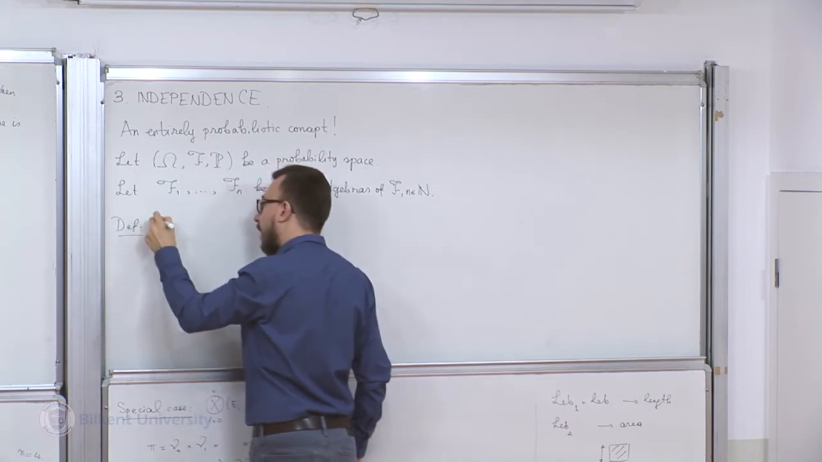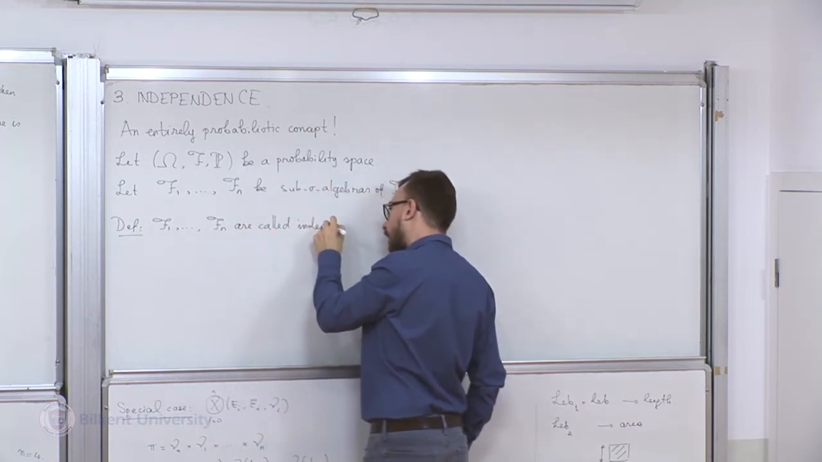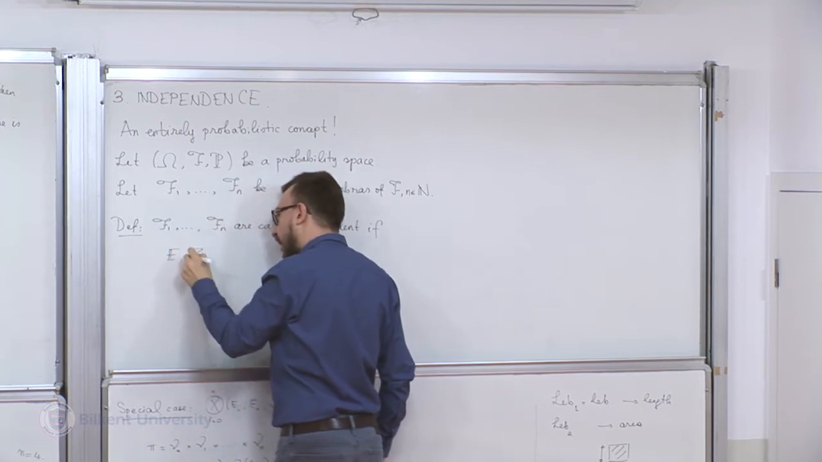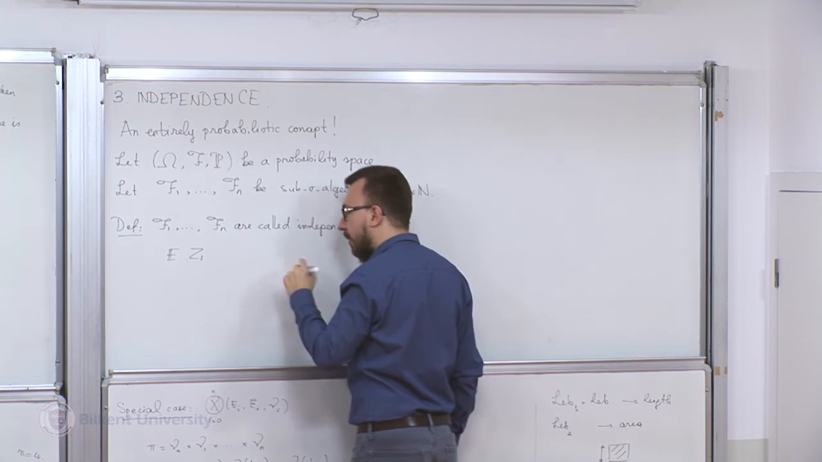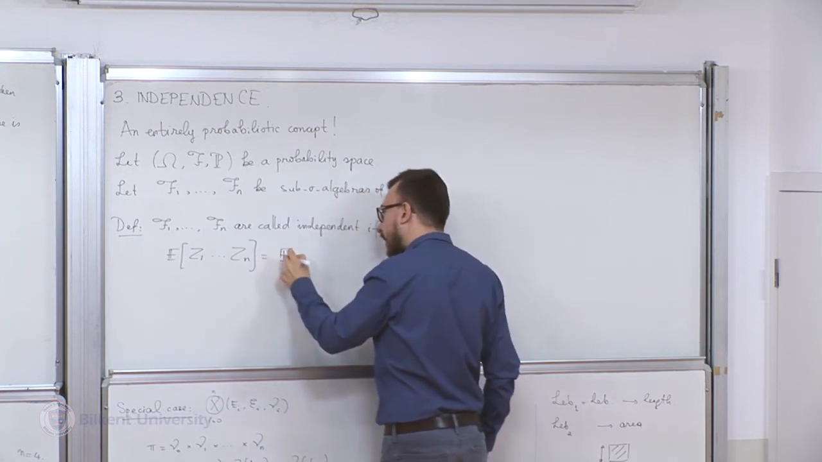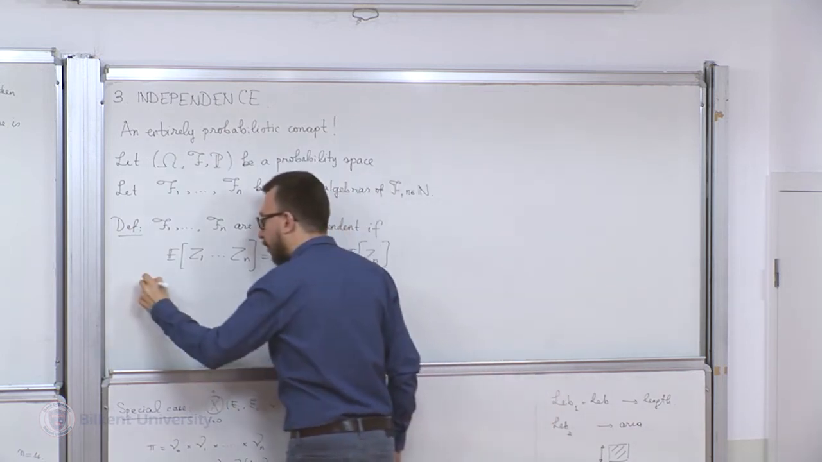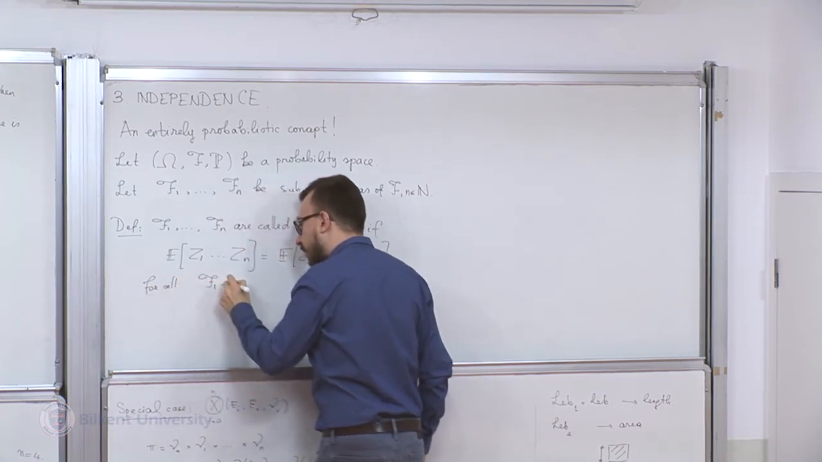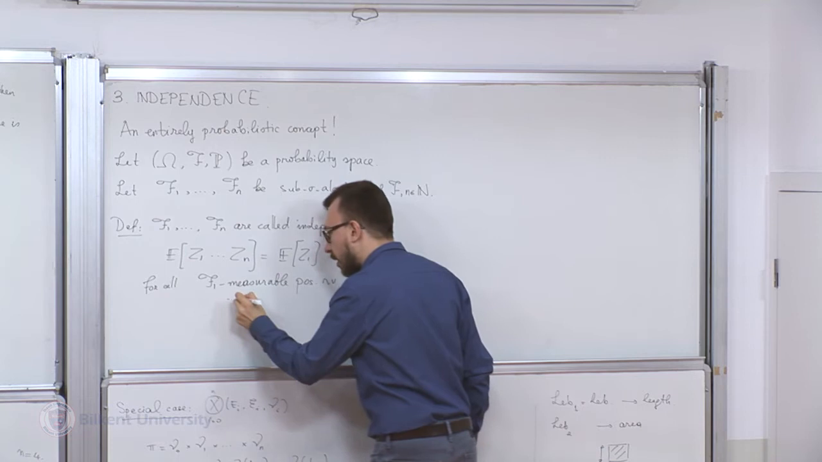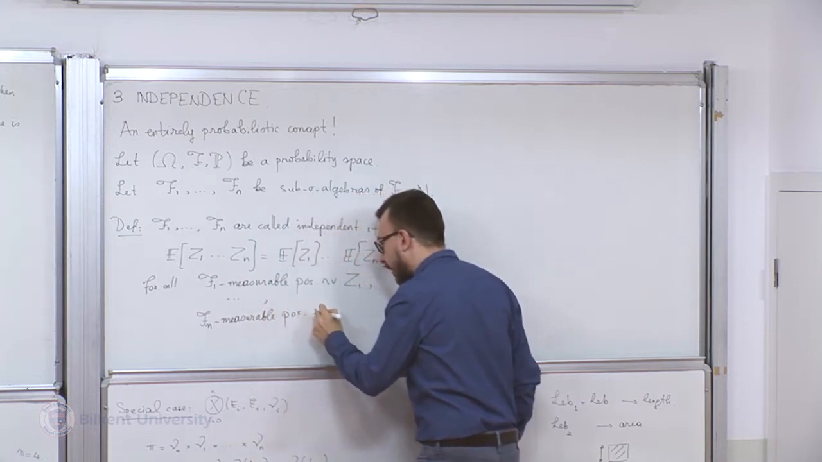So we say that F1 to Fn are independent if you take an F1 measurable random variable Z1 and an Fn measurable random variable Zn, the expected value of this product is equal to the expected value of the first times the expected value of the last, for all F1 measurable positive random variables Z1, through Fn measurable positive random variables Zn.